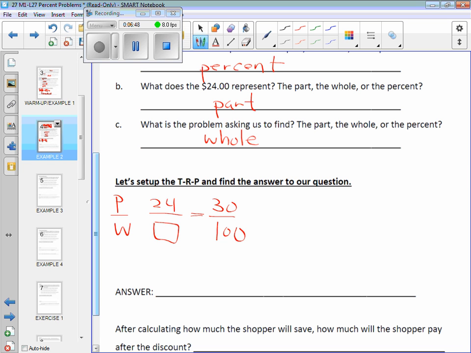Can we make a love connection anywhere? Not right now, we can't. 30 can't go into 100. 24 can't go into 30. So what do we have to do? Tina, tell me what to do.